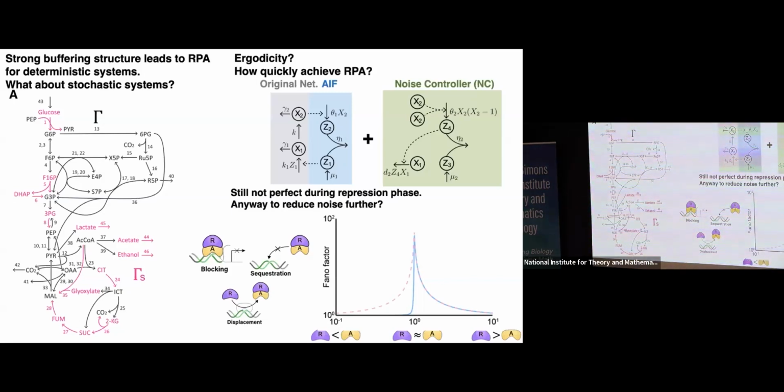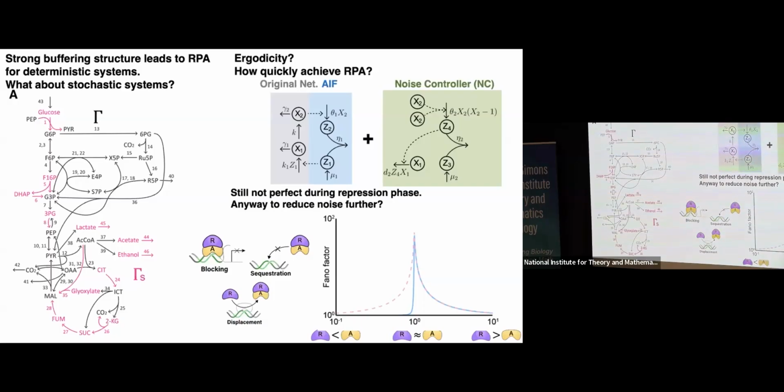And second, regarding this noise controller, actually this works only under ergodicity, but we failed to prove the ergodicity. Hopefully you can prove it, then it would be beautiful. And then although we show that it can achieve the RPA, we don't know how quickly we can achieve it. Theoretically, it can take forever. We don't want that. So that's another interesting problem, how to quickly achieve the RPA rather than just achieve it.